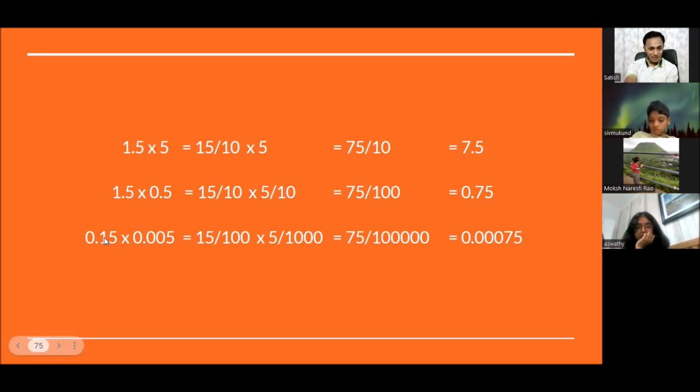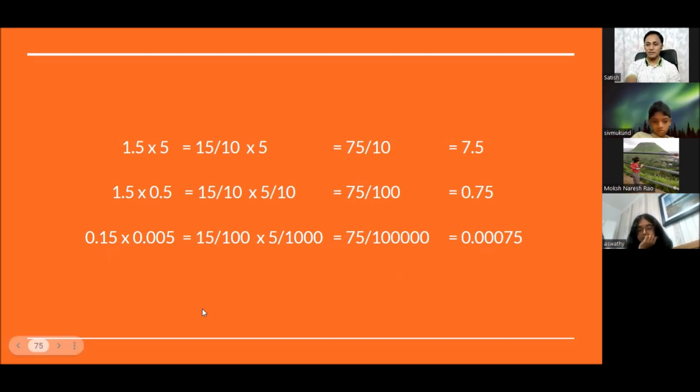But then you see, we don't have to actually do it like that. You can straight away multiply 15 into 5, which is 75. Then count the numbers after the decimal. After the decimal, 1, 2, 3. Here 1, 2. So totally 5 numbers after the decimal. So you apply that. In the 75, you make 5 decimals. 1, 2, then 3 zeros you put. So this becomes 0.00075.